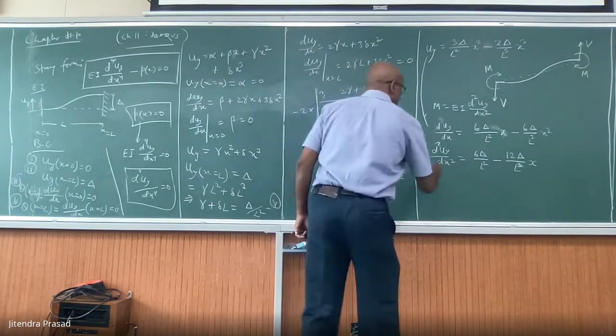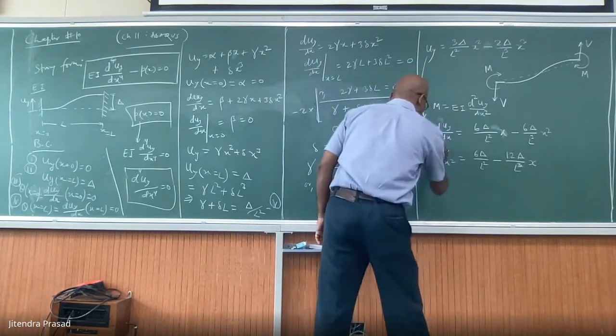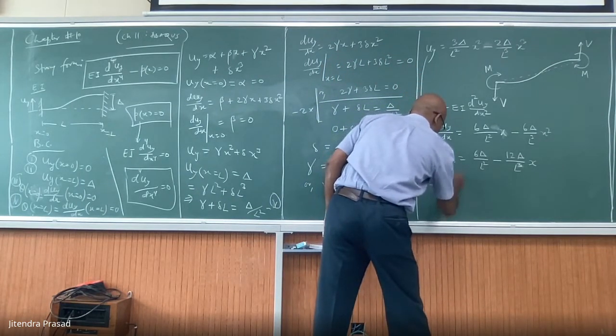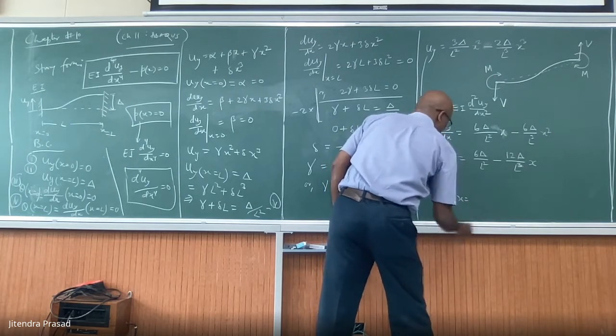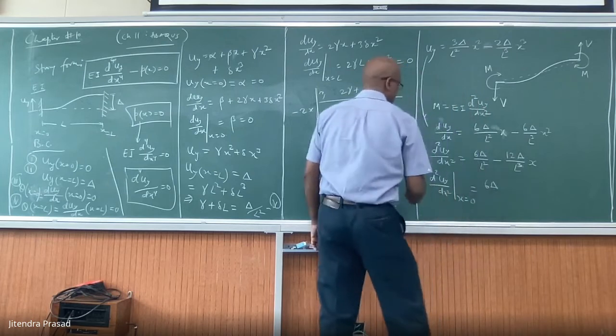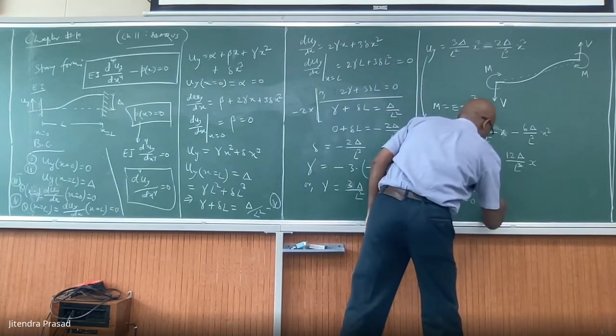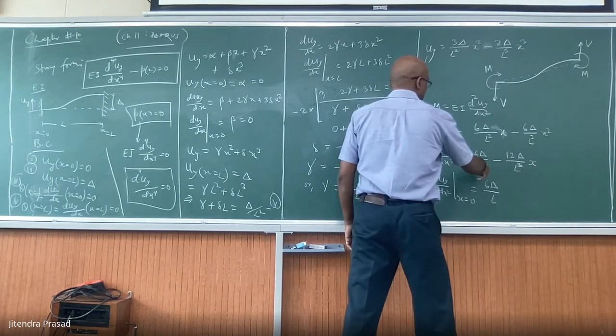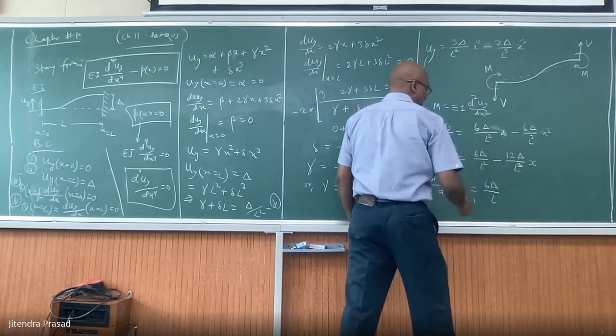Okay, so now we can have d square uy over dx square at x equal to 0 is equal to 6 delta over L Q, and begin L minus 2x. This will be L square.